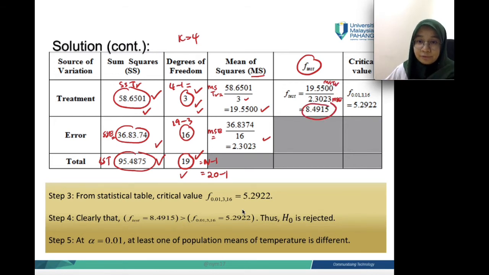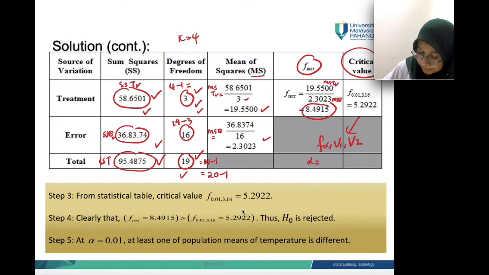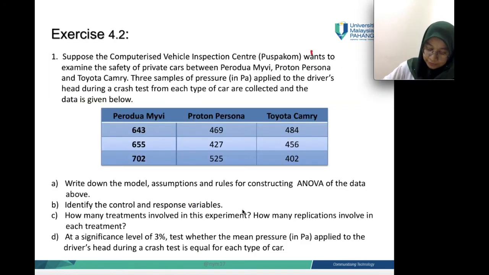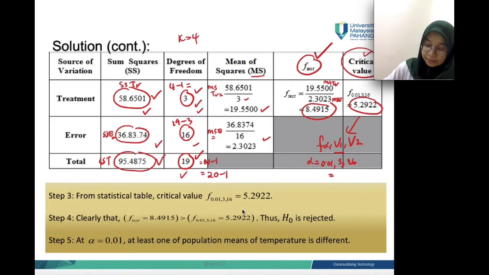So 8.4915. Okay, next, the critical value. So as mentioned, F alpha nu1 nu2, where alpha is 0.01. Nu1 is degree of freedom treatment, 3. Nu2 is degree of freedom error, which is 16. So look at the stat table. Find F alpha nu1 nu2. You will get 5.2922. Okay, done F test. Sorry, done F test, done F critical value.